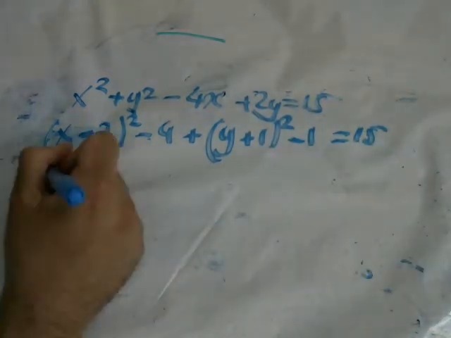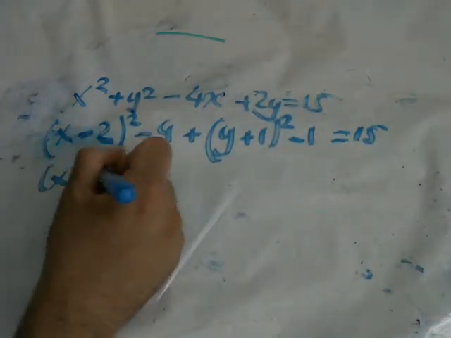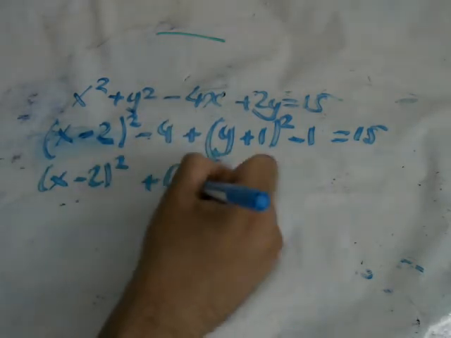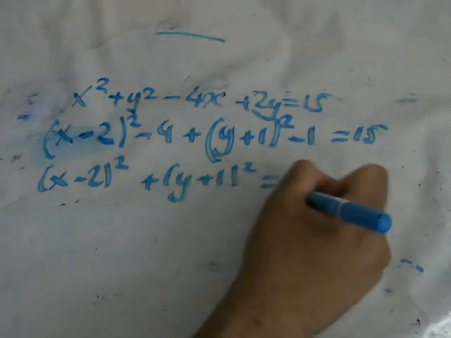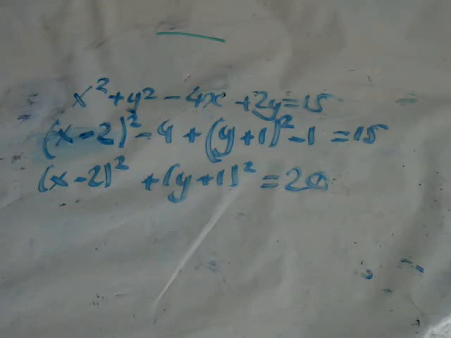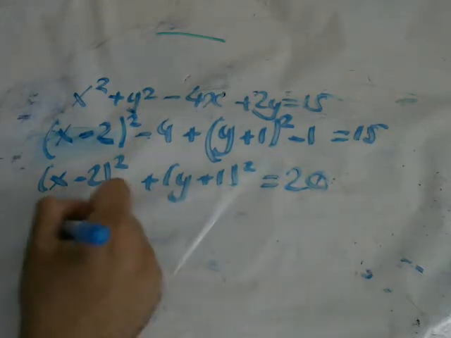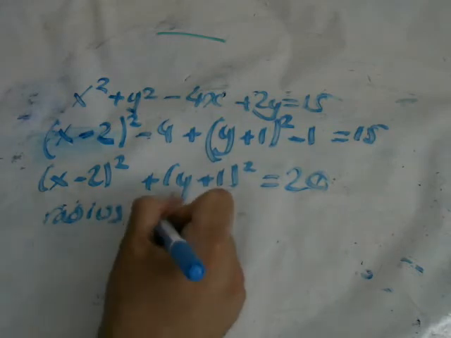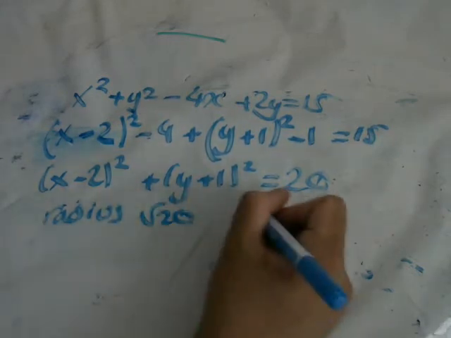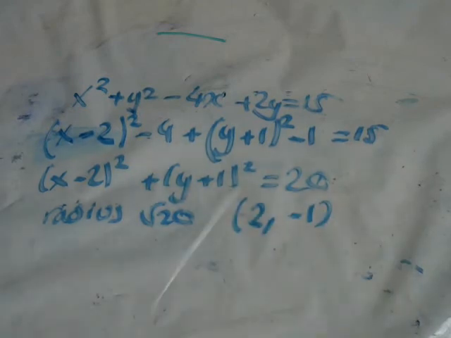So you end up with, if I've got that right, x minus 2 squared plus y plus 1 squared. I don't see any particular mistakes there. And that's going to equal 20. So your radius will be the root of 20, and the center of your circle. Remember, the radius is just the square root because it's x squared plus y squared equals r squared. So the radius is root 20. And the center point is 2 and minus 1. So it's what makes the bracket 0. So that's your center point there, and that's your radius there.